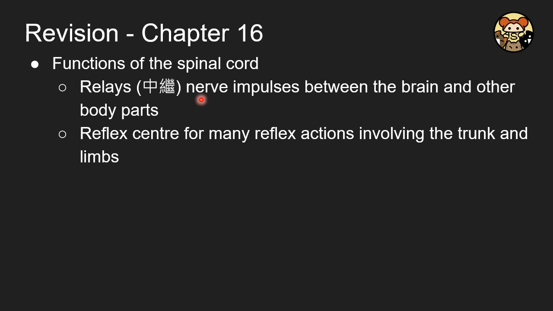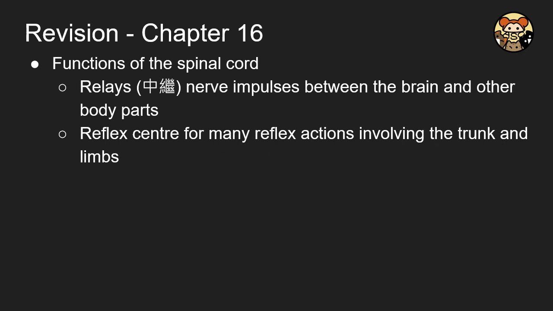And the function of the spinal cord is to relay the nerve impulse between the brain and the other body parts. Relay is a very technical term that you have to use in this context. And it also serves as a reflex center of many reflex actions, including the trunk and the limbs.